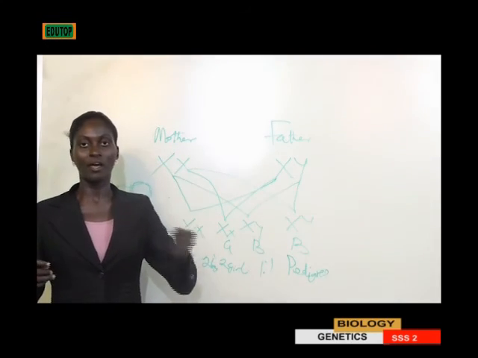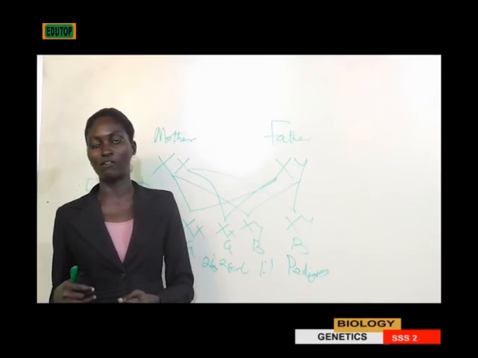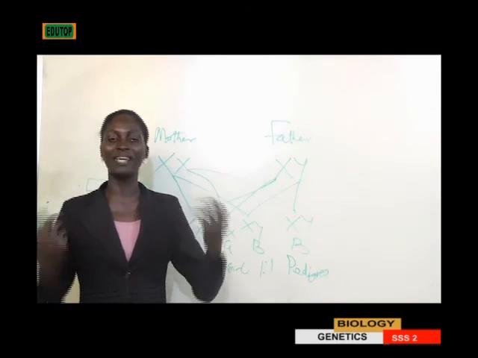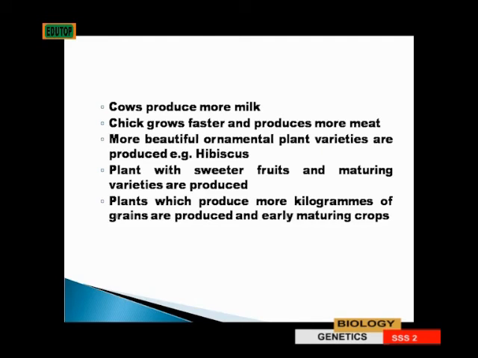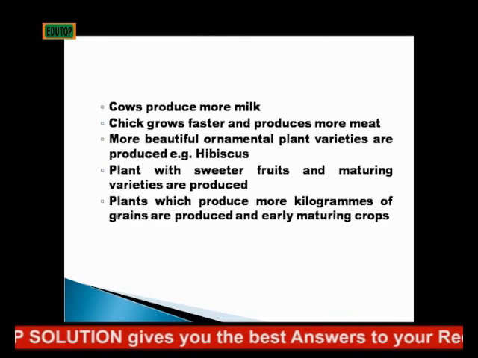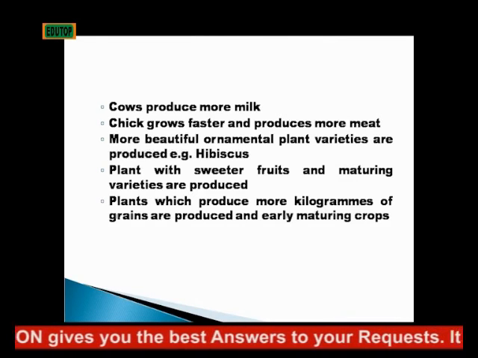They have gone to, okay, we can get this strain of variety, crossing it with this, we make a better yield for us. Then plants which produce more kilograms of grain are also produced, so the farmer can get more yield and more money at the end of his farming practice.